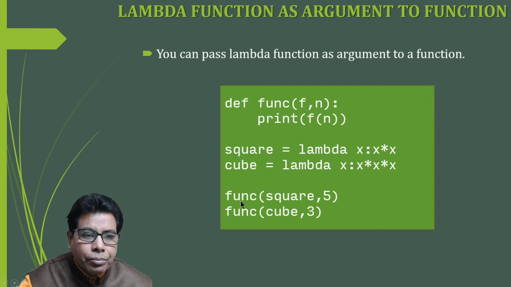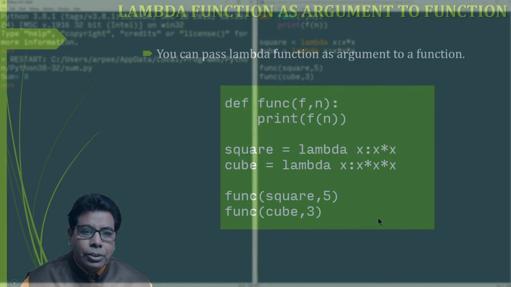And then here we are calling the function func and passing the arguments square and 5. So when we are passing 5, it will return 25 as the square, and when we pass the arguments cube and 3, then it will return the cube of 3, that is 27. Let us see how it is executed.